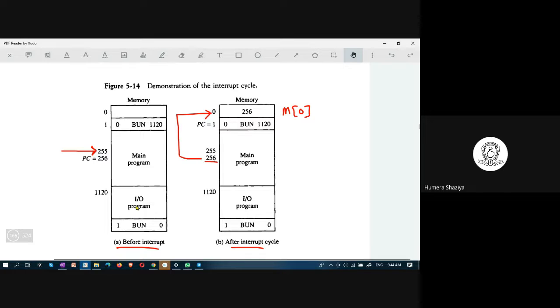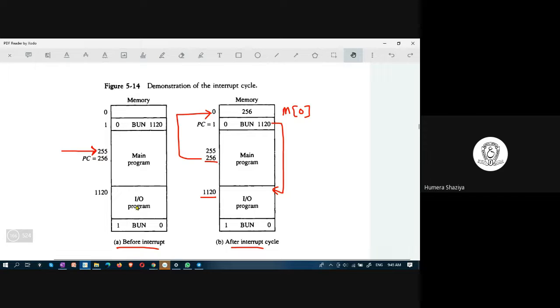After execution of the instruction wherein we store the PC into 0, the next PC would get the value 1. And what is there in 1? In 1 you have mode 0, branch unconditionally. 0 means direct address. Branch unconditionally means there is no condition for branching to 1120. Where is 1120? 1120 is here. So you are branching to 1120, and the processor executes the program residing at memory location 1120.